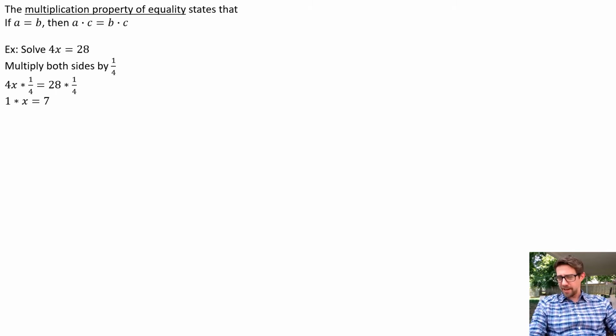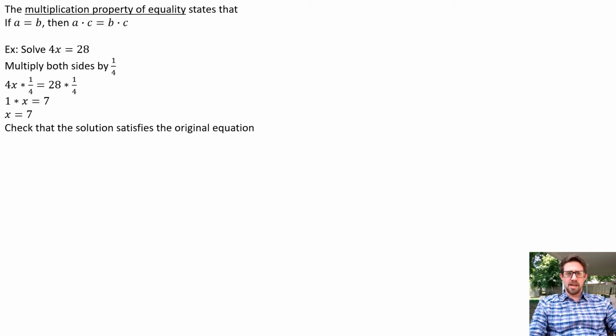1 times x is kind of redundant. I just wanted to show you that step this first time, because it doesn't do anything. So x is 7. Very easy to check. You don't even have to write it down. Later we'll do harder equations that we will actually manually check. 4 times 7 is obviously 28, and 4 times nothing else is 28.